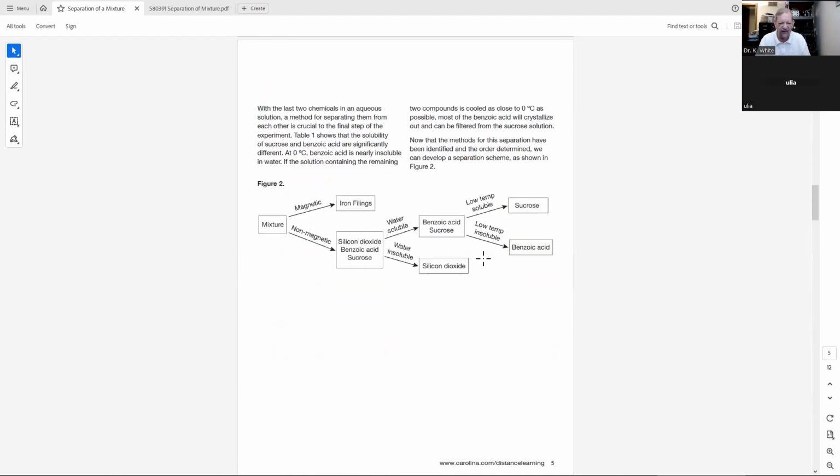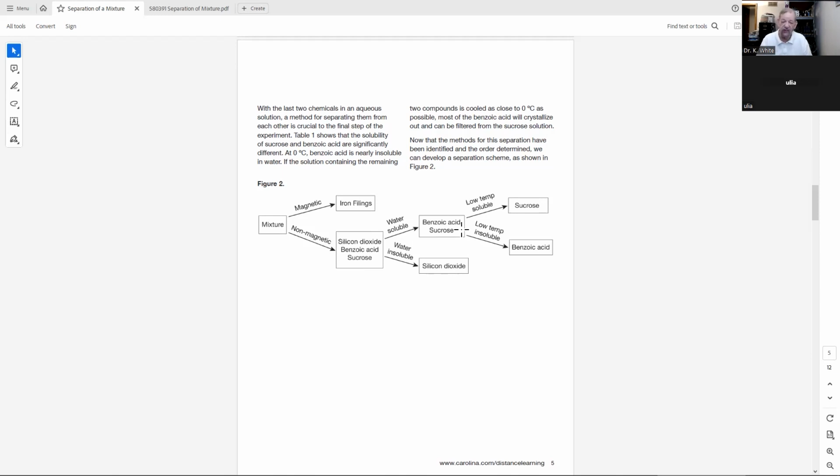All right, let's look at the overall scheme of what you're going to be doing today. You're going to be using a magnet to separate the iron filings from the mixture. Once you do that, what's left, you'll dissolve in water. The benzoic acid and sucrose will stay in the water. When you decant the water, the sand, which is insoluble, you can separate. So we've now separated the iron filings and the silicon dioxide.